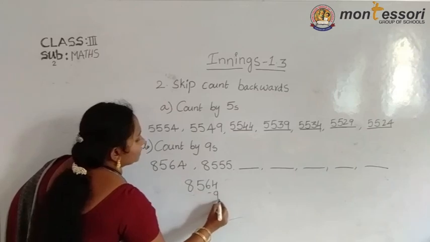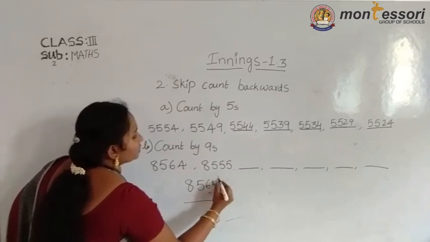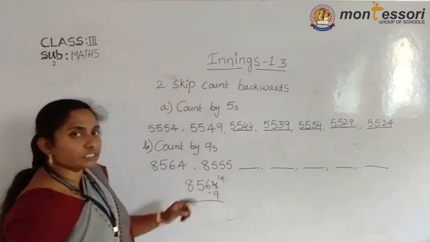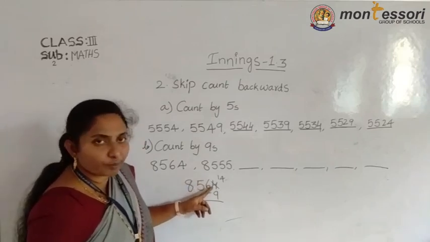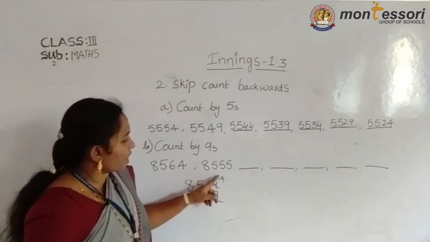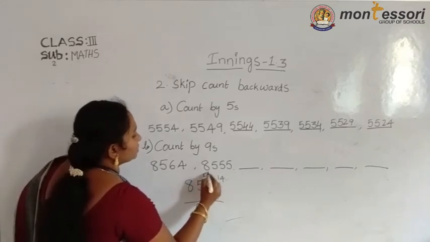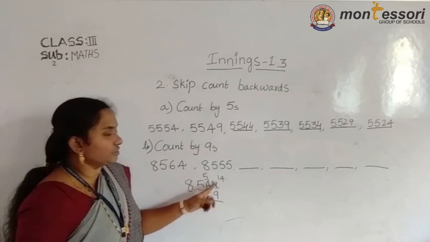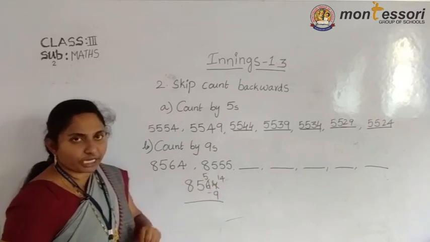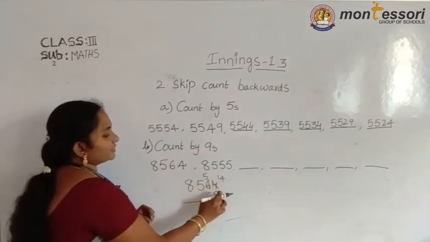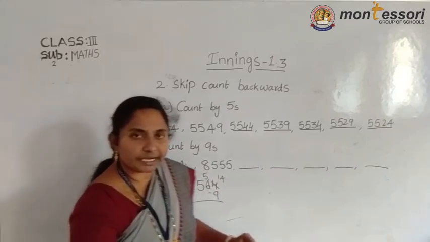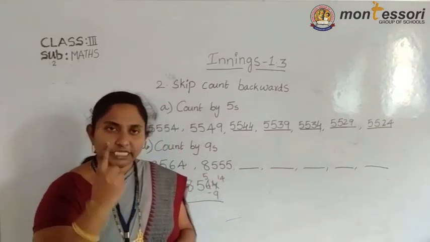8564 minus 9. Here 4 changes into 14. Why? Because 4 is a smaller number. So now I am taking a borrow. Taking a borrow means here 6 changes into 5 and 4 changes into 14. Okay, understood? Now 14 minus 9. 14 minus 9. Now after 9, 10.